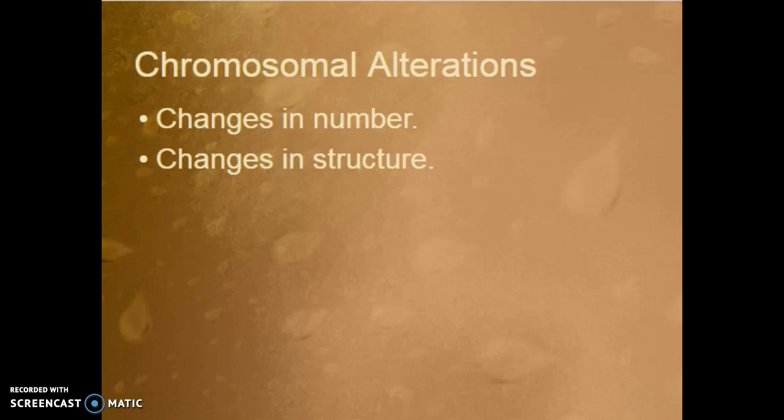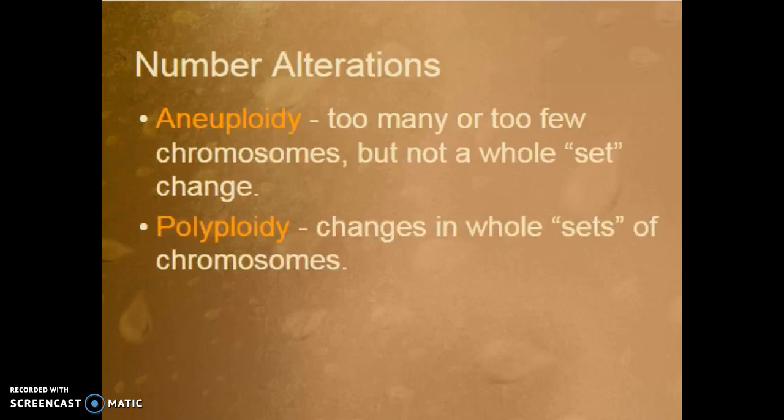Okay, so chromosomal alterations, moving on. How can chromosomes change? We know that mutations are changes in genetic structure. How can chromosomes mutate? Well, we can change the number or we can change the structure. In terms of number alterations, we're talking about aneuploidy and polyploidy. Aneuploidy you've experienced with Down syndrome, trisomy 21, trisomy 13, those types of things.